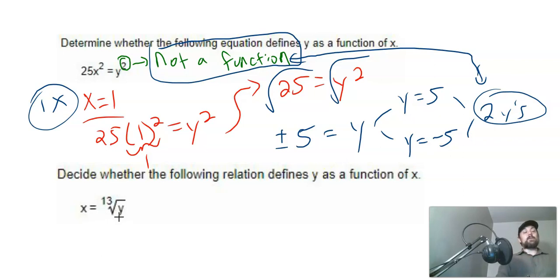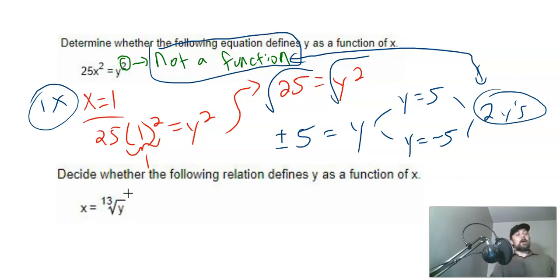We have x is equal to the 13th root of y. That is awful, right? Is this a function? I always like to poll my class on this, and usually it's about 50-50. Half the students think it is a function and the other half think it's not. The ones that say it's not are basing it on the fact that it just looks like a bad equation, right? It's kind of scary looking, and functions are nice things, right? So if it looks scary, it can't be a function. But this is a function.